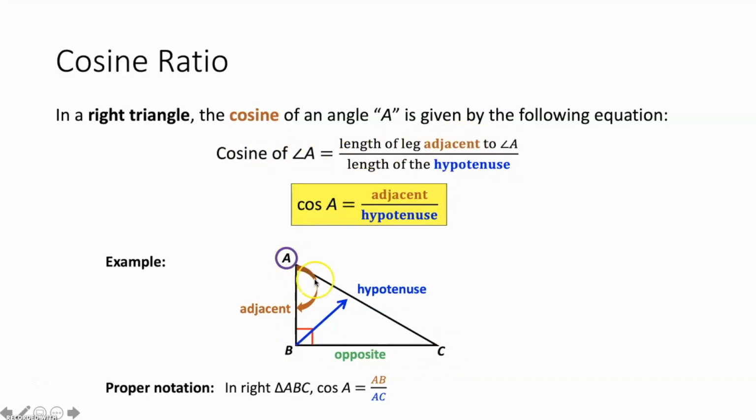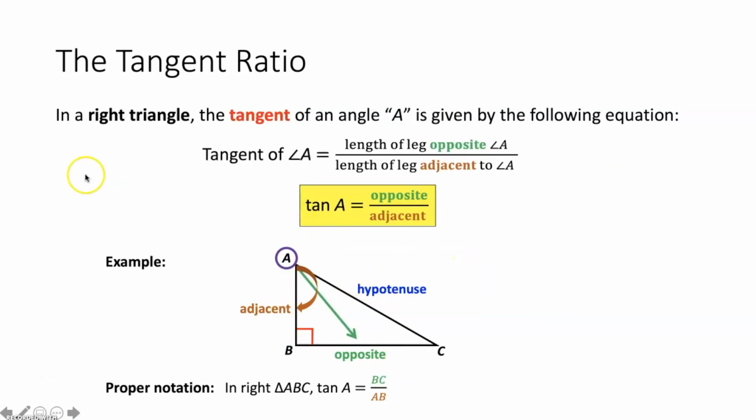So if we're looking at our example right here, right triangle ABC, coming from angle A, the cosine of angle A is equal to the length of the leg adjacent to angle A. Remember, the legs would be the short sides of your right triangle. So in this case, the length of the leg adjacent to angle A would be the measure of segment AB, over the length of the hypotenuse, the side opposite our 90-degree angle. So that would be the measure of segment AC over here. That's how you create your cosine ratio, adjacent over hypotenuse.